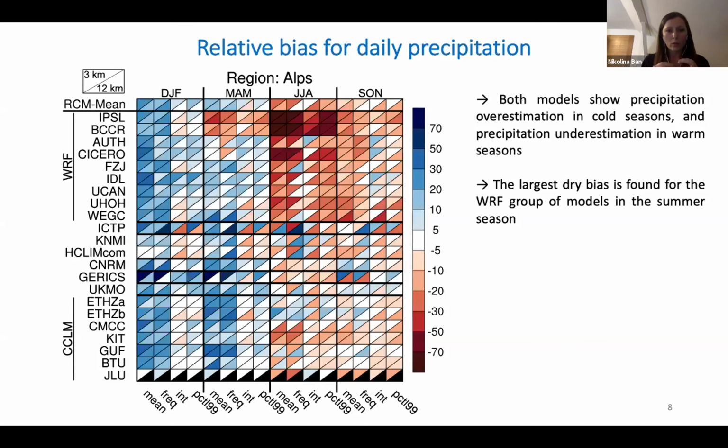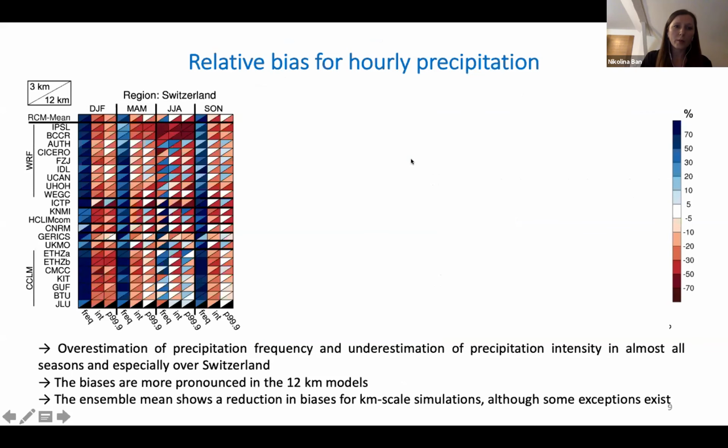But if you look in more detail into this plot, you will see that in many of these boxes, the upper triangle shows this reduction in the biases. So it means that the 3-kilometer model performs better than the 12-kilometer model. And then the same we have for the hourly precipitation, and here we split it according to the regions or countries where we have the observations.